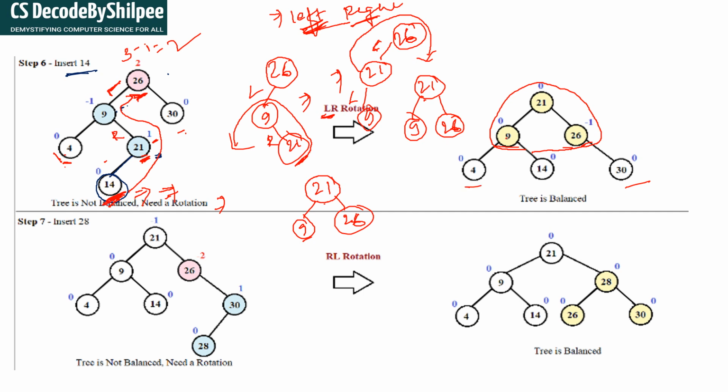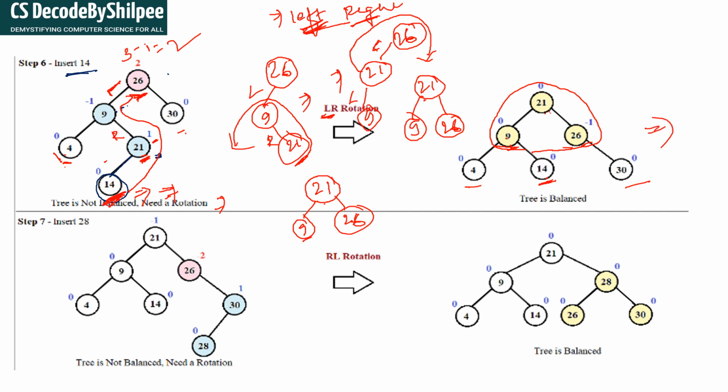Now coming to 14. 14 is the left child of 21. But 21's left child is 9, which is already filled, there is no place. So 14 is going to be inserted as the right child of 9. So there 14 is inserted.